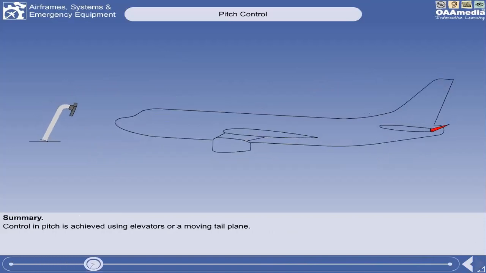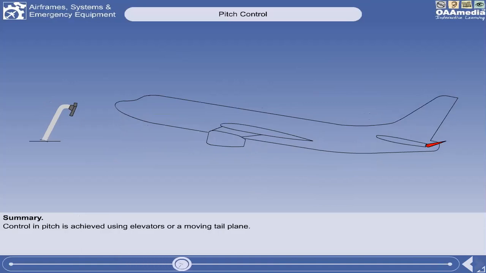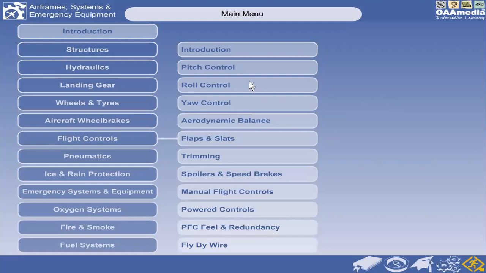That is the end of the lesson. You should now understand that control in pitch is achieved using elevators or a moving tailplane. Okay so yun. Either a moving tailplane or movable tailplane or by means of elevator. So doon natin nakokontrol yung pitching ng aeroplano. Then next, we're going to discuss the roll control.